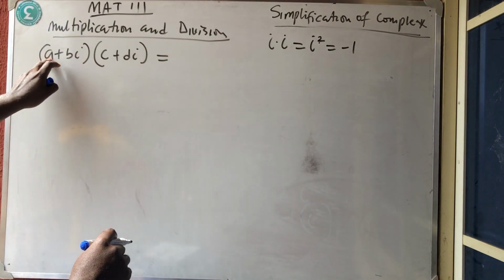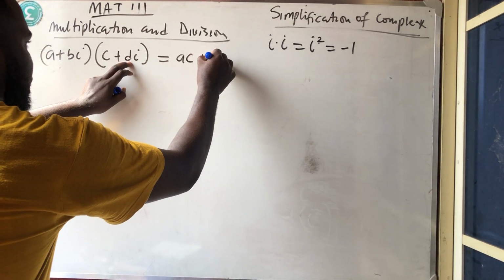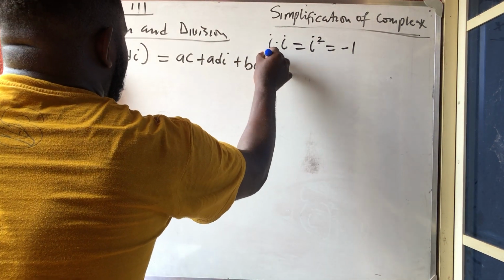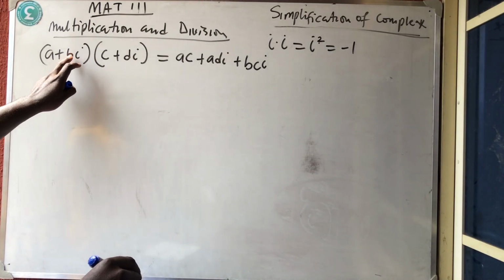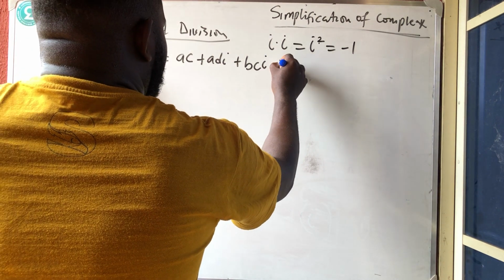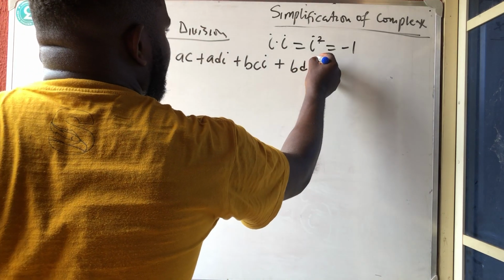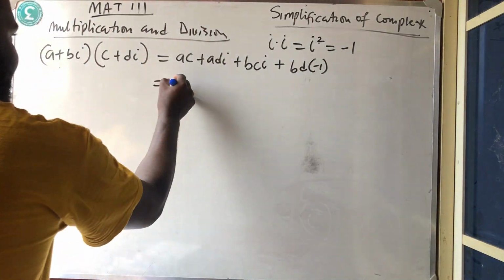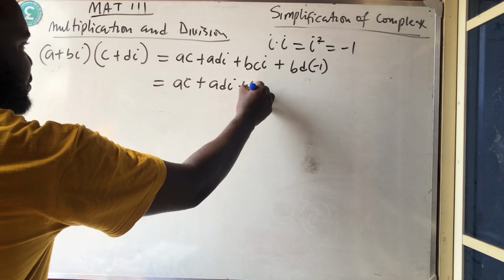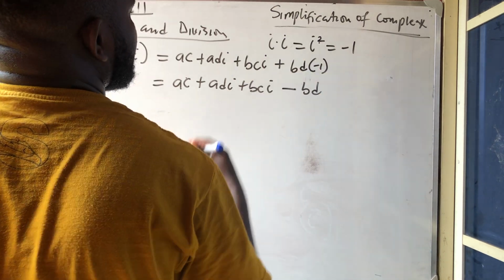So let us go. a times c, you have ac. a times di, you have adi. bi times c, you have bci. bi times di: first of all, b times d gives you bd. Then i times i, you open bracket and put minus 1. So my answer becomes ac plus adi plus bci minus bd, because minus times this will give you minus.